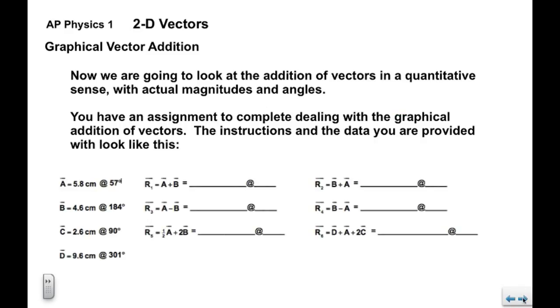All right. Now we're going to look at quantitative addition of vectors graphically, involving actual magnitudes and angles and so on. We have an assignment that you're going to complete that deals with graphical addition of vectors. Instructions are in the data that you're provided with. You have a series of vectors here, A, B, C, and D, and then 6 different vector operations that you're going to show graphically and report out an answer in standard vector notation.